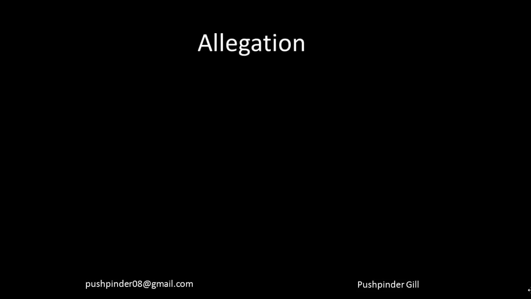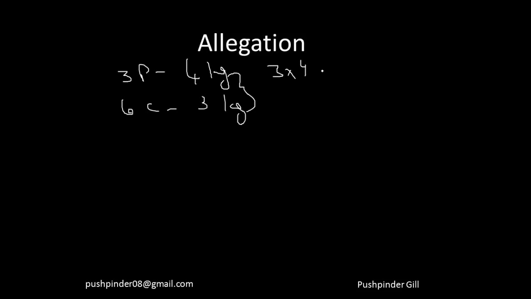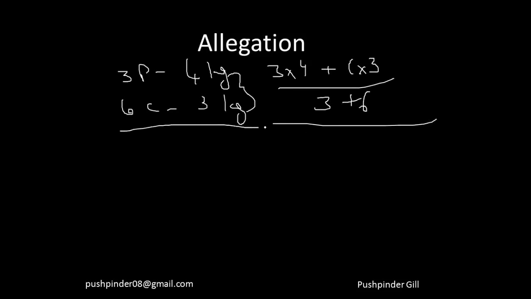Now let's just understand. There is a concept called allegation which we learn in the averages topic. I'm going to use that concept over here. Allegation is a very wonderful concept. Now what is the allegation concept? Let's suppose I say 3 pigs weigh 4 kg on average, 6 cows weigh 3 kg on average. So how are we going to calculate the average weight of cows and pigs? You will say 3 into 4 plus 6 into 3 divided by 3 plus 6. This is the way you will calculate the average weight of pigs and cows both.